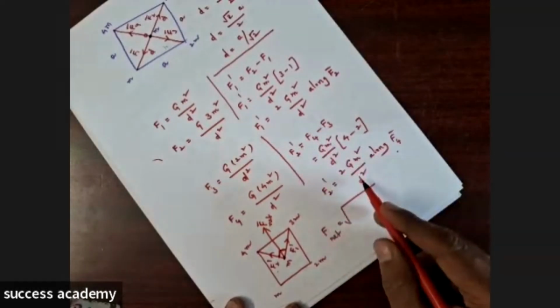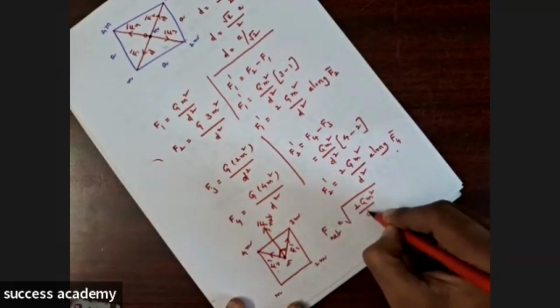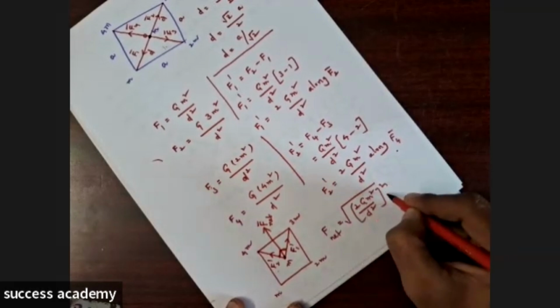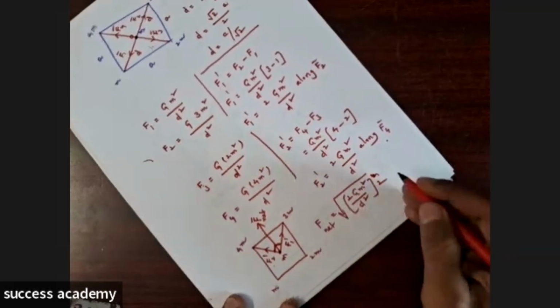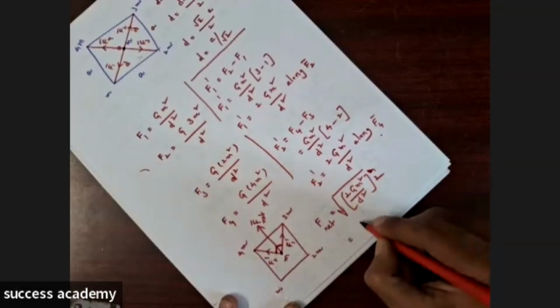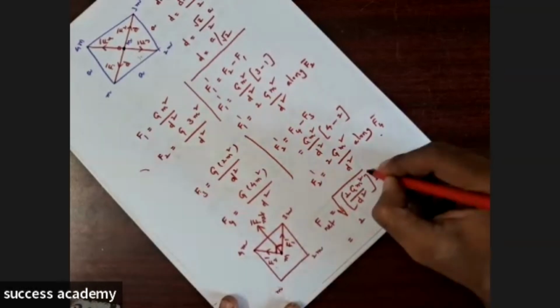Both the values are same. F1 dash is equal to F2 dash. So 2gm square by d square whole square, 2 times repeated. So 2 into 2. Now 2 twos are 4. So 4 take out from the square root, and that is nothing but 2, and then this is root over gm square by d square whole square.